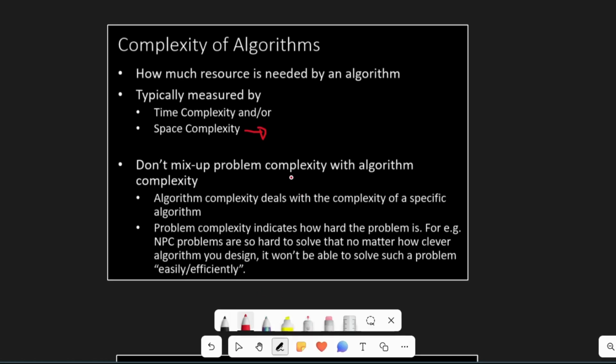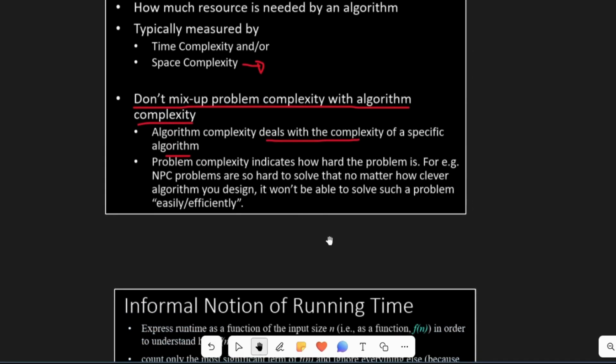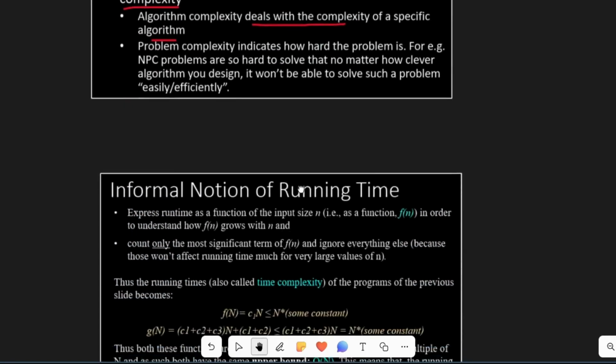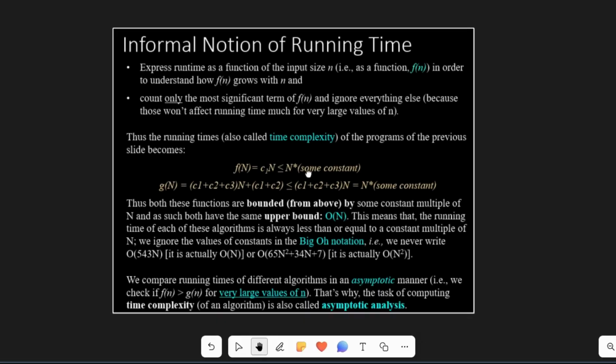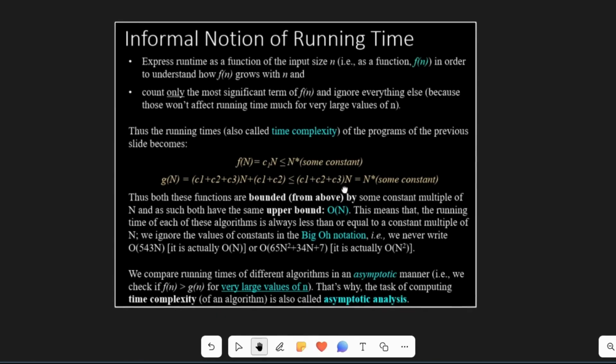So don't mix up problem complexity with algorithm complexity. This is very important. Some of you mix up these two. Algorithm complexity deals with the complexity of a specific algorithm, and problem complexity indicates how hard the problem is. For example, NP-complete problems are so hard to solve that no matter how clever an algorithm you design, it will not solve such a problem efficiently. We already talked about NP class, NPC class. If you don't know about this, you can watch lecture 3 or lecture 2.